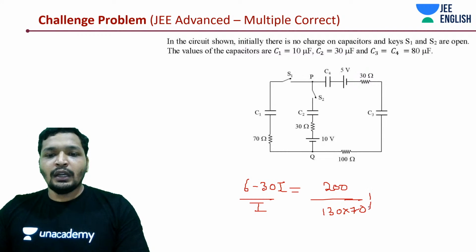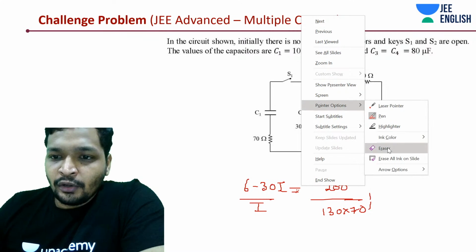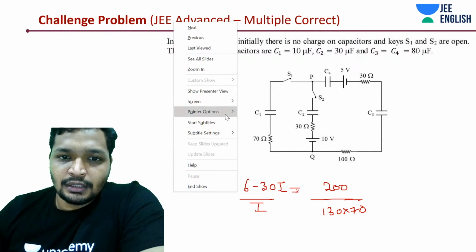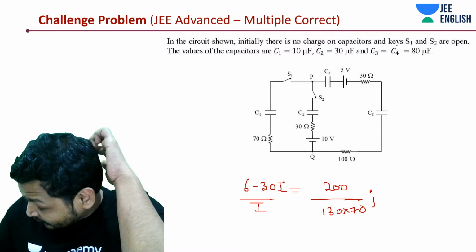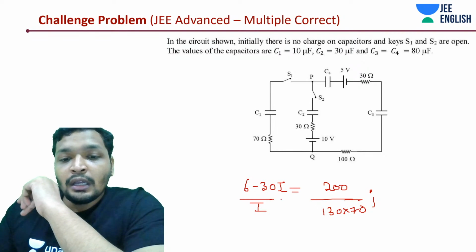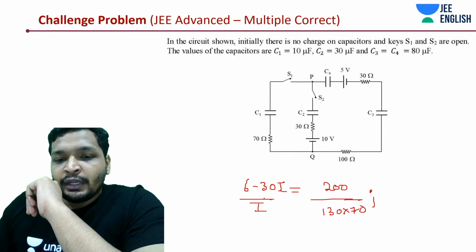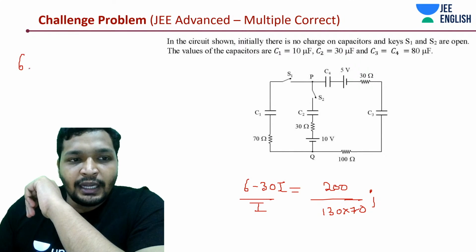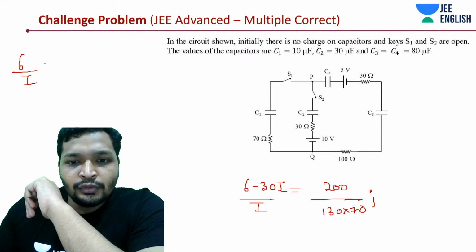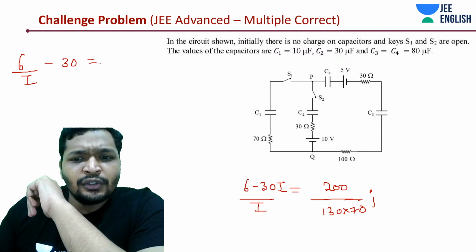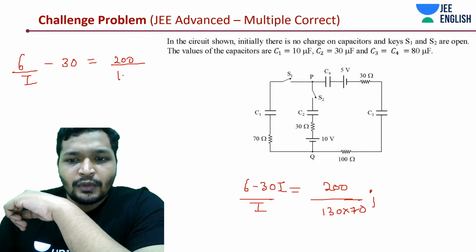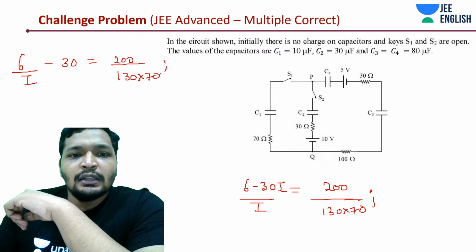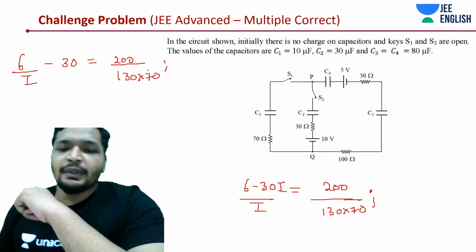And now, why did I at all bring this thing up? So this is 200 divided by 130 into 70. Now the thing is, I'm going to take 6 by I, which is equal to plus minus 30. Just keeping it as that is going to complicate the problem a lot. But anyway, let's do it. 130 into 70. Maybe we could have calculated it from here itself.